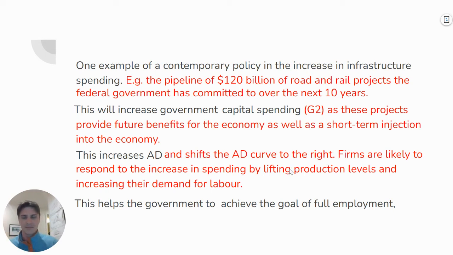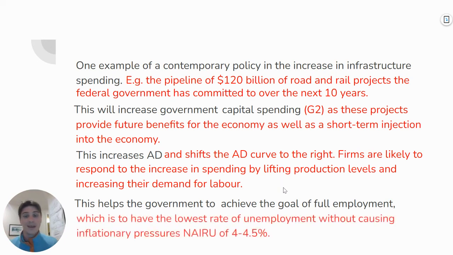Come on, Mr. Verlin. Finally, this helps us to achieve our goal of full employment. But what is the goal of full employment? Well, it's to have the lowest rate of unemployment without causing unnecessary inflationary pressures. It's the NAIRU of 4 to 4.5% or 4.25%, whatever you read. And now we have a much more impressive answer just by doing a little bit extra in each of those points. Okay, you probably do more here.